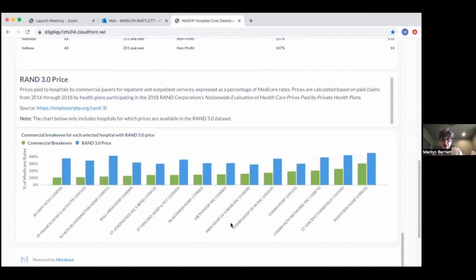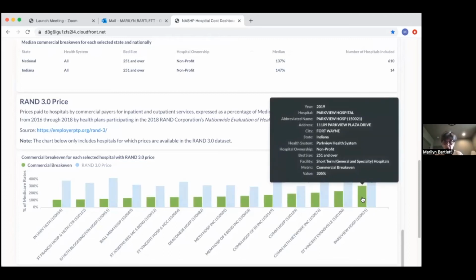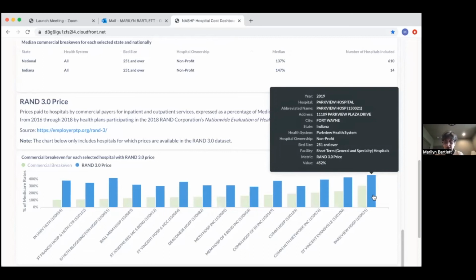The next thing we do is we compare that break-even point. As Maureen had mentioned, break-even is a critical measure to use against what you are paying. We're using the RAND 3.0 data, which is a blend of 2016 to 2018 data. And here you're able to see that Parkview's calculated break-even is 305%, and the price that RAND has determined from the sampling they had is 452%.